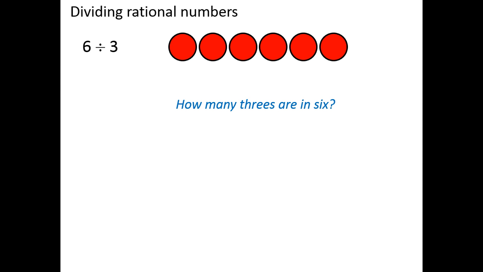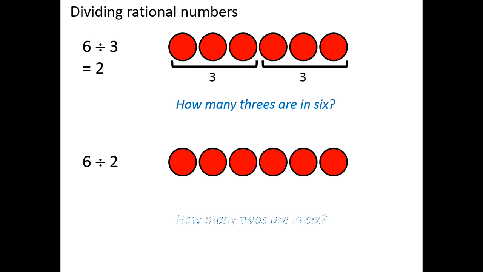But for our purposes right now, let's look at this in the other way, which is to say, if we have 6 objects and we're dividing by 3, how many groups of 3 can we get out of that? Well, we could get 2 groups of 3, so 6 divided by 3 is 2. How about 6 divided by 2? Well, if we interpret it this way, we would say how many groups that have 2 in them are in 6. So that's 1, 2, 3 groups that have 2 in them. So 6 divided by 2 is 3.